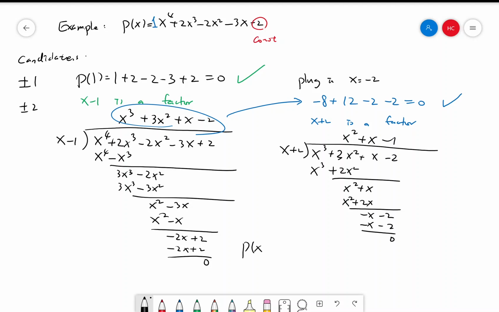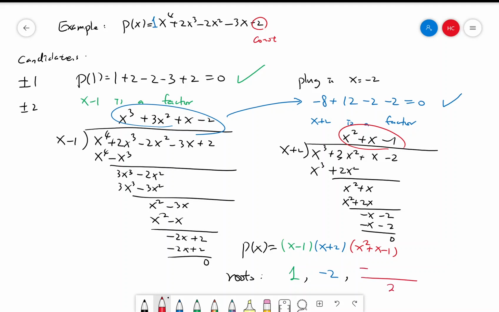So p of x is equal to x minus 1 times x plus 2 times this quadratic, which doesn't really factor. So the roots of p of x include 1 and negative 2. And for the quadratic, we can use the quadratic formula to find the remaining roots.